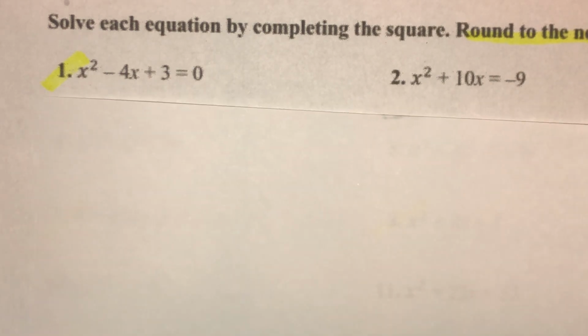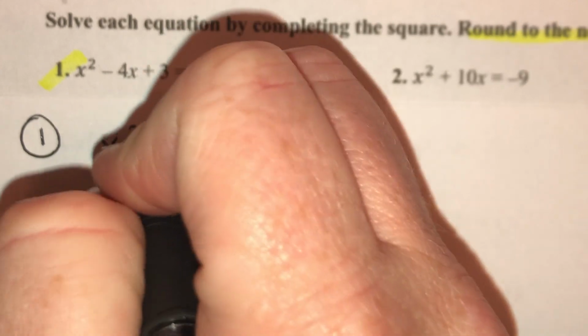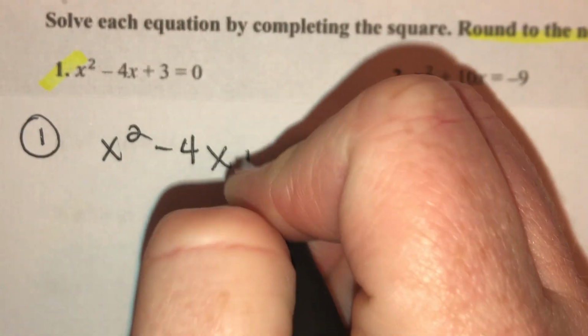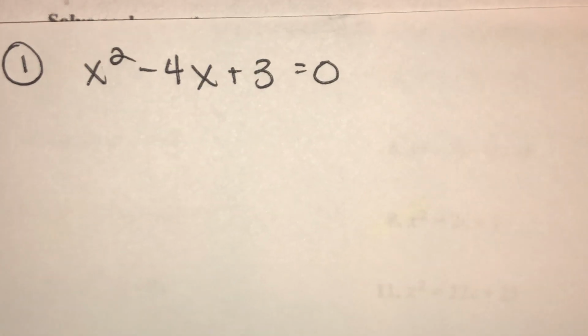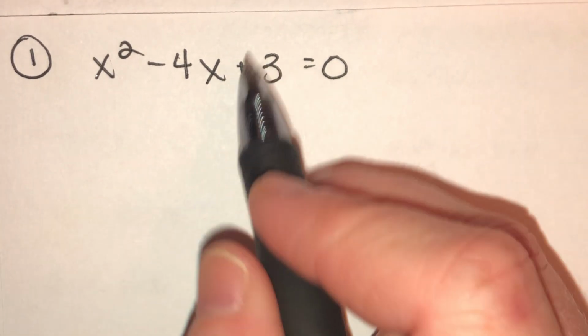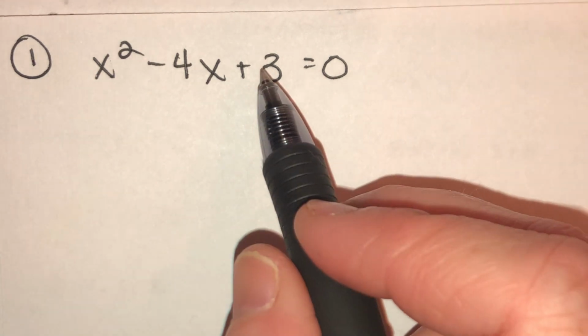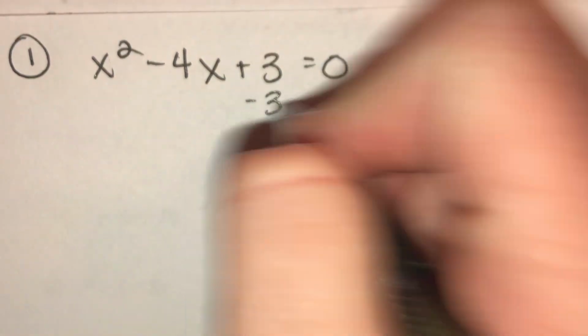Number 1 is x squared. Here, I'll make sure you know which one it is on your worksheet. x squared minus 4x plus 3 equals 0. Okay, so this is the one we're going to use completing the square. 3, the c value, is not a perfect square, so we need to get rid of it. So that's the first thing I'm going to do. And whatever I do on one side, I have to do to the other.